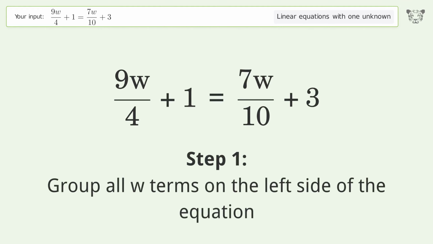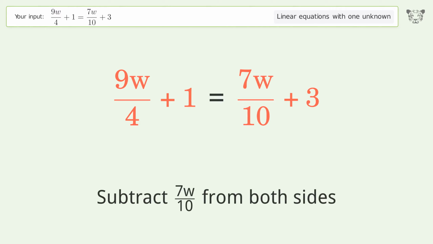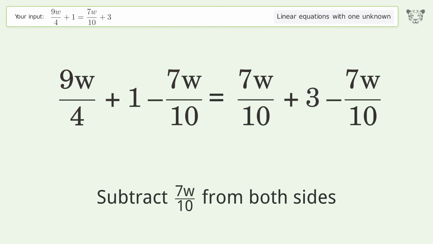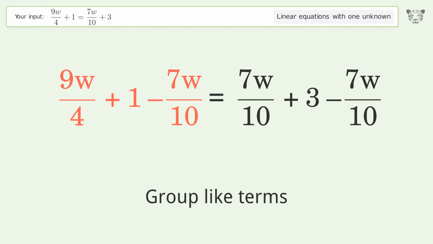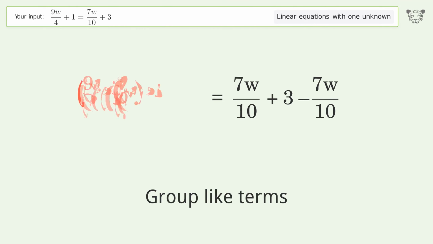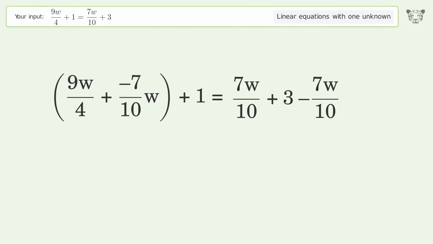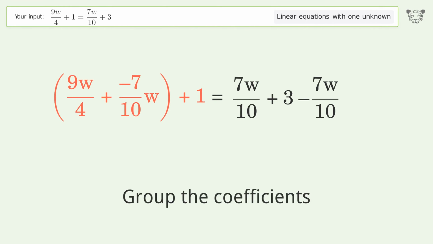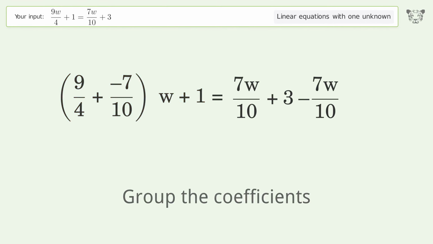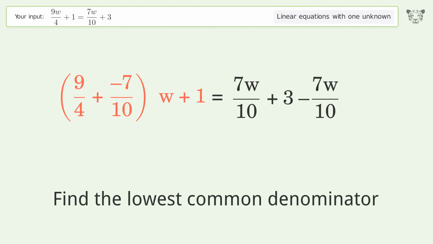Group all W terms on the left side of the equation. Subtract 7W over 10 from both sides. Group like terms. Group the coefficients. Find the lowest common denominator.